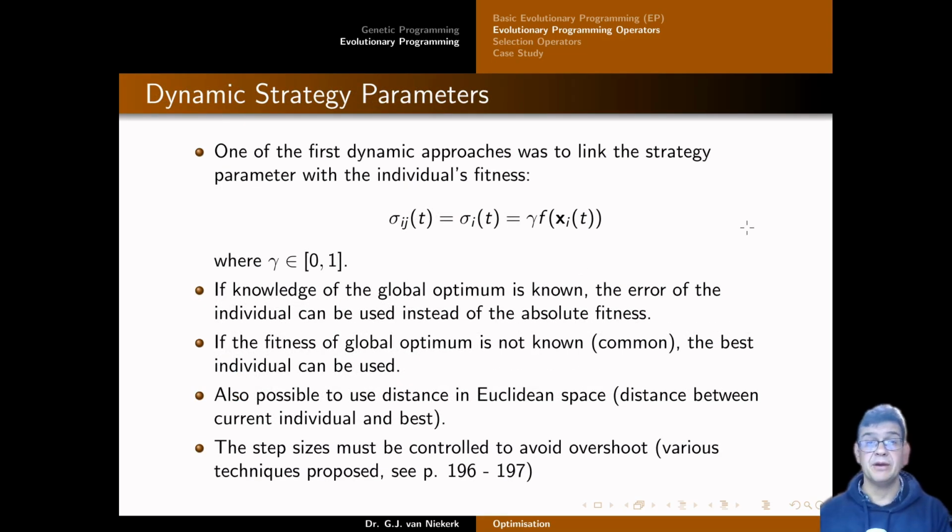So one of the first dynamic approaches was to link the strategy parameter with the individual's fitness. So your sigma value is equal to the fitness value of the individual scaled by some value. This, of course, assumes that a lower fitness is fitter. So if you've got a maximization function for your fitness function, then you need to invert this in order for this to work. But the point is, the fitter the individual becomes over time, the smaller the changes it should make. If it's very unfit, it needs to explore. It needs to jump all over the place in order to find good regions. And the moment it starts to get fit, then you start to hone in on that area.